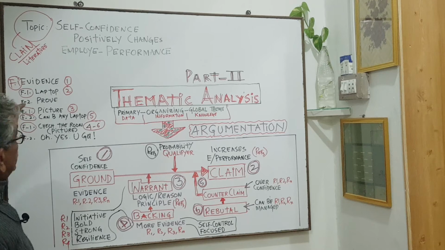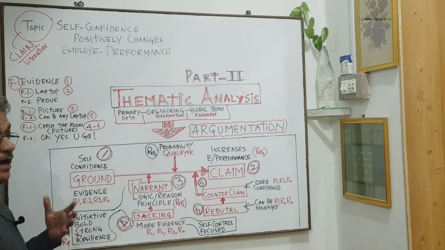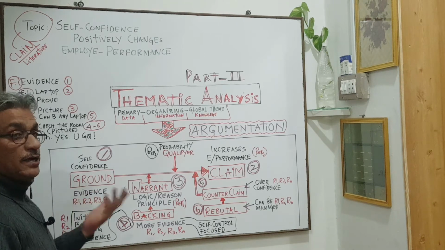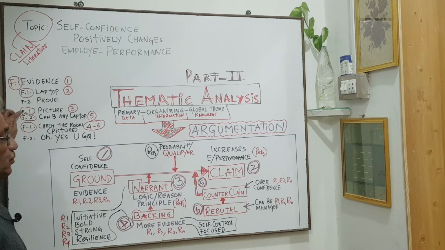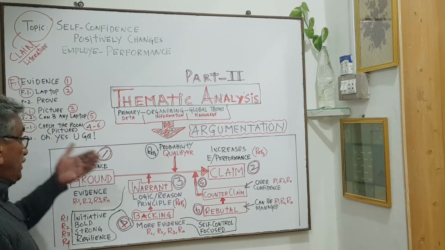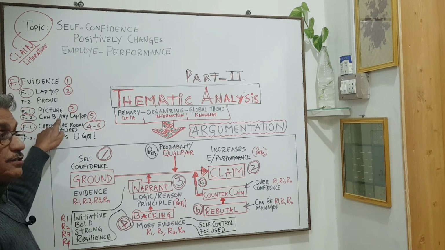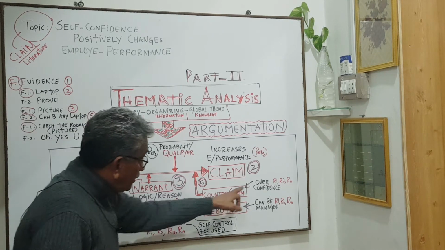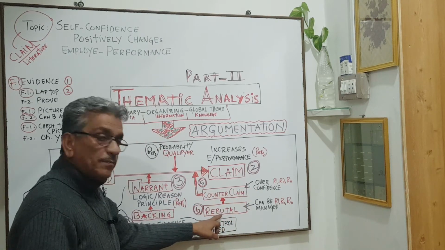The friend says, prove it. In other words, a counterclaim: I don't believe you, why should I believe you? Come up with more evidence. He shows the picture, and then the second friend says that yes, there is a laptop, but why should I believe that it is your laptop? Again, a counterclaim, and you have to come up with a rebuttal.